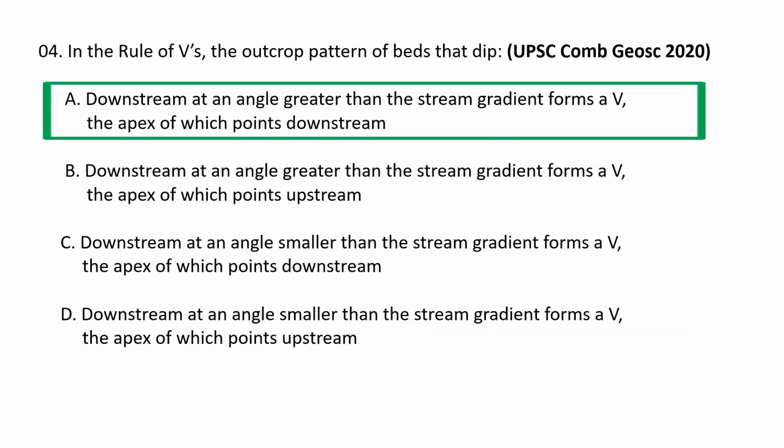So in the rule of V's, the outcrop pattern of the beds that dip downstream at an angle greater than the stream gradient forms a V, that means the apex of which points downstream. The rule of V is helpful for determining the general dip of the bed on a geological map or block diagram if it is not shown by a symbol. So where a contact crosses a valley, it forms a V, that means the apex of which points in the direction of the dip of the contact. So A is the correct option.